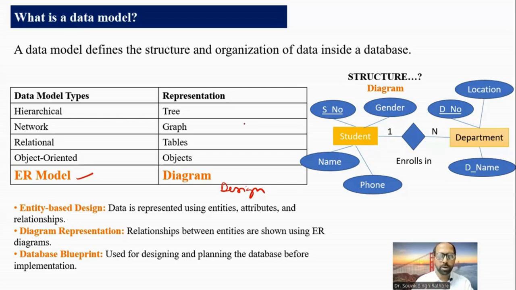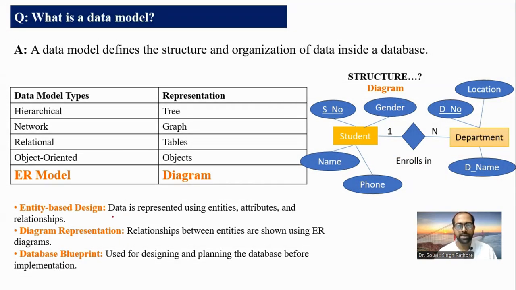Here we have three main components: the entities, which are represented by a rectangle, then attributes, which are represented by ovals, and the relationship, represented by a diamond. In this example, student and department are the entities, which are connected with the help of a certain relationship, called enrolls in here. Attributes such as serial number, gender, name, phone number, department number, location, and department name describe these entities.